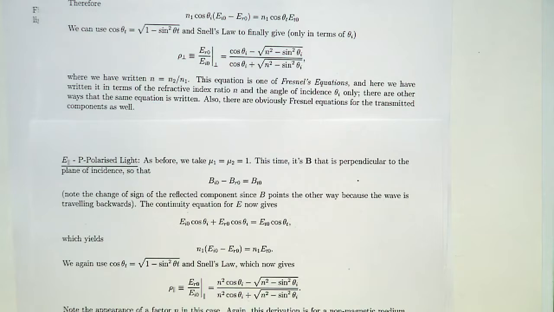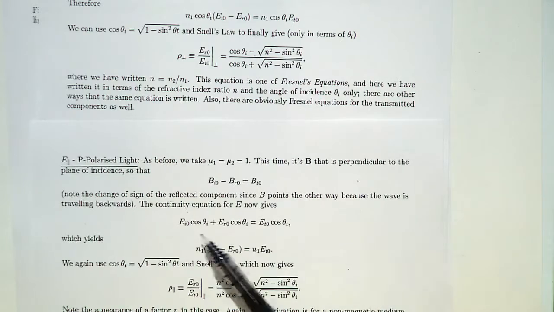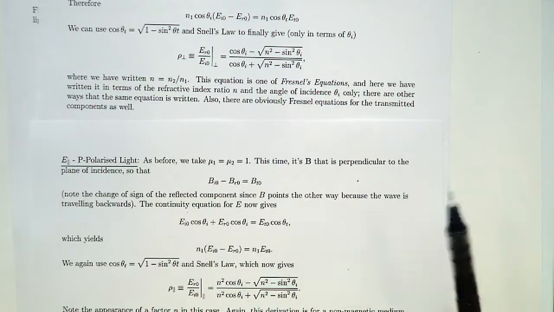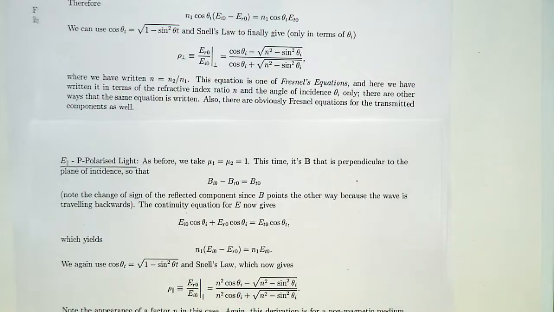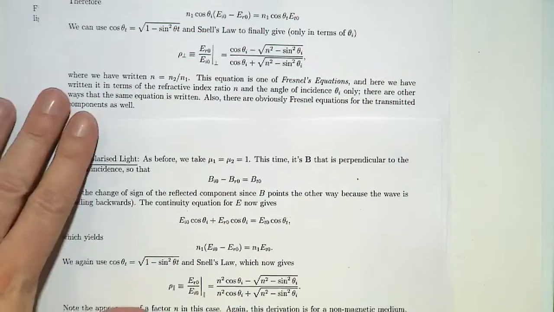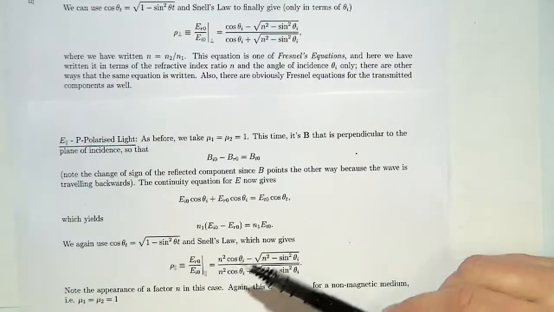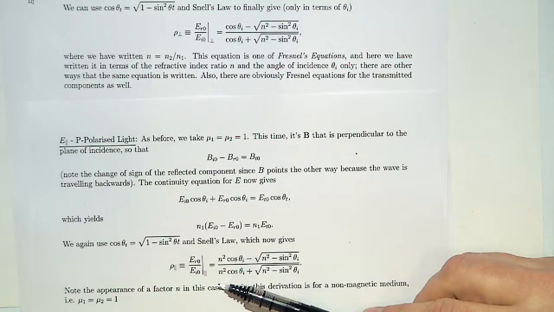And now the angles appear in the electric field. So when I apply the boundary conditions for the electric field, and I go through the same rigmarole as before, I get another equation which looks almost the same but is different. It has an extra factor n squared.